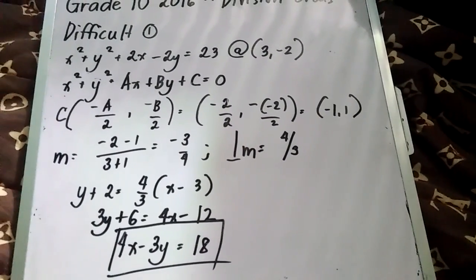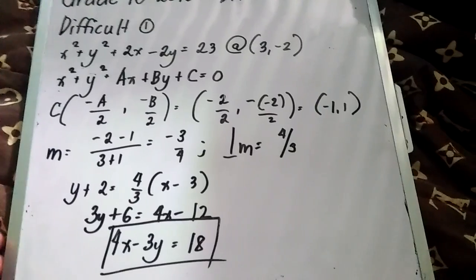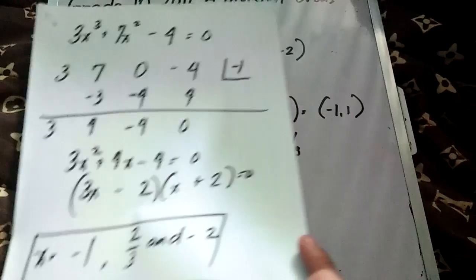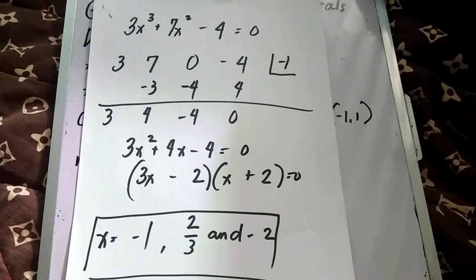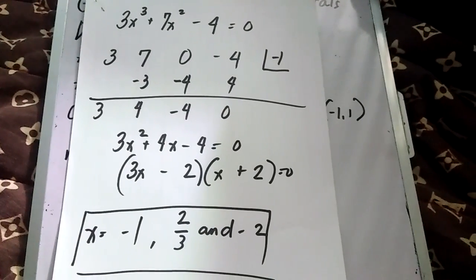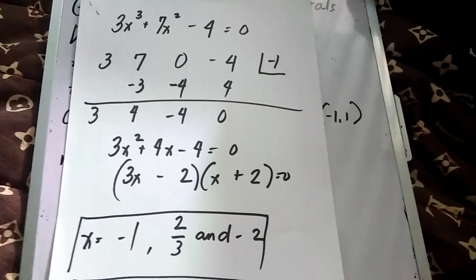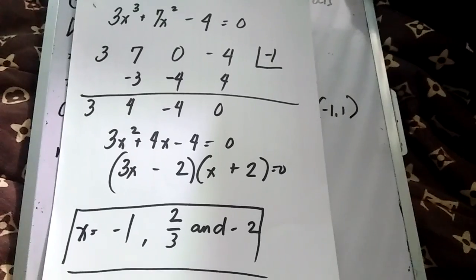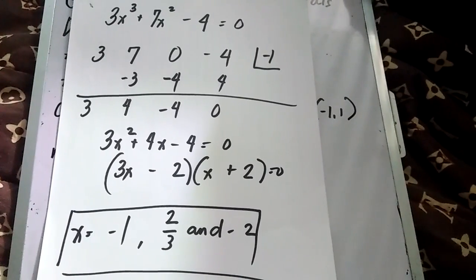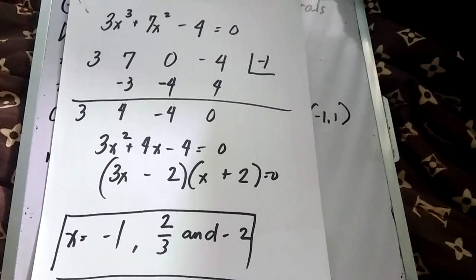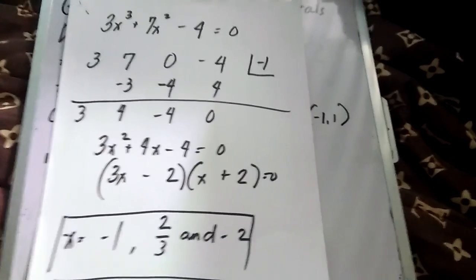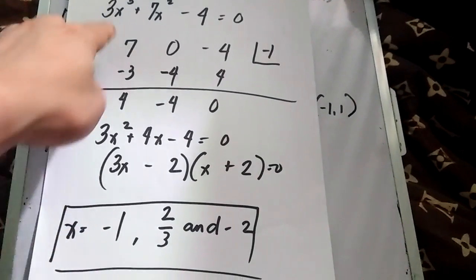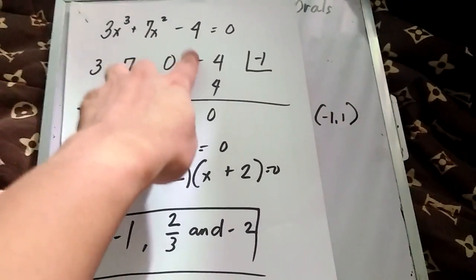So we'll now proceed to our last question for today. The second question is this one. Solve for the value of x: 3x cubed plus 7x squared minus 4 is equal to 0. The best thing that you can do for this one is to use synthetic division. Then what are we going to test with the synthetic division? First, try to observe the coefficients. As you can see, that is 3, 7, and negative 4.